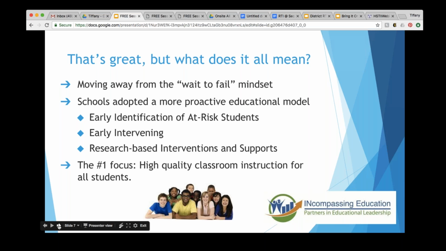And you're going to hear me say this multiple times, that the number one focus of a strong and effective RTI system is high-quality classroom instruction for all students at Tier 1. If you do not have sound instruction at Tier 1, your RTI efforts at Tier 2 and Tier 3 are really dead in the water before you even get started.